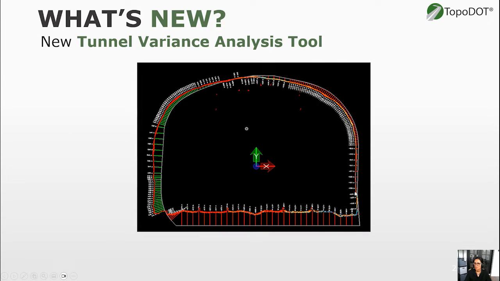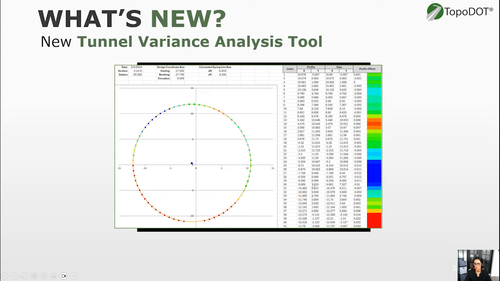There is a new tunnel variance tool. This is really cool. This is to compare design against actual conditions, and this will show you where you might have potential issues for clearance or to detect variances over time. So like caving, tunnels, and things of that nature.